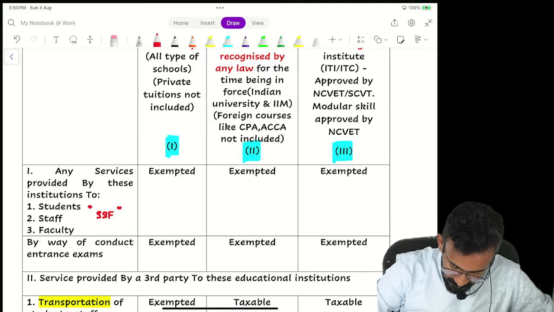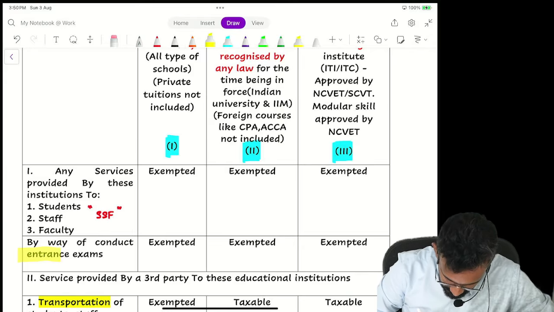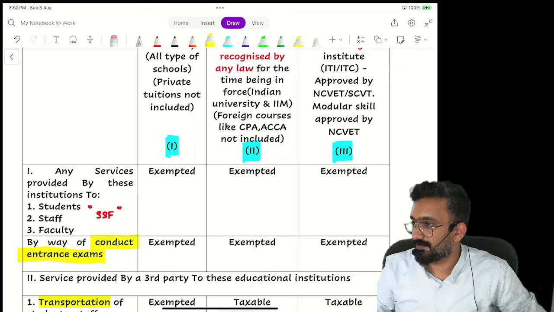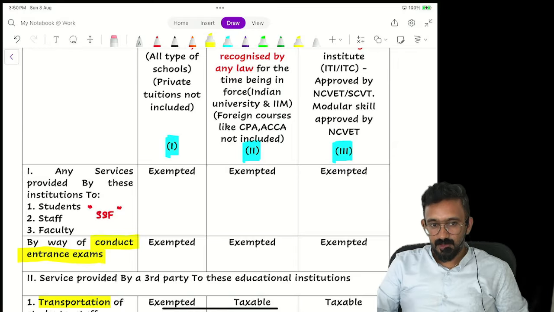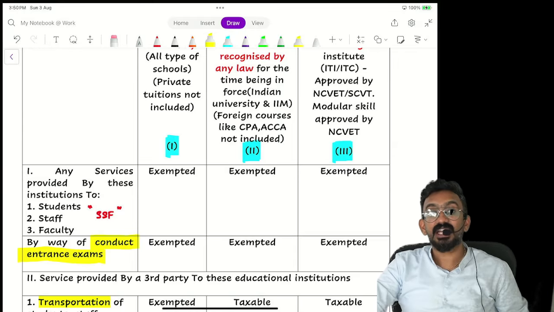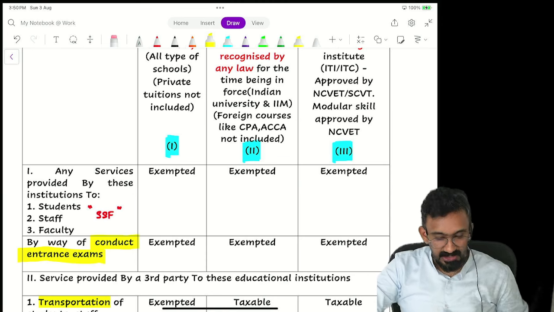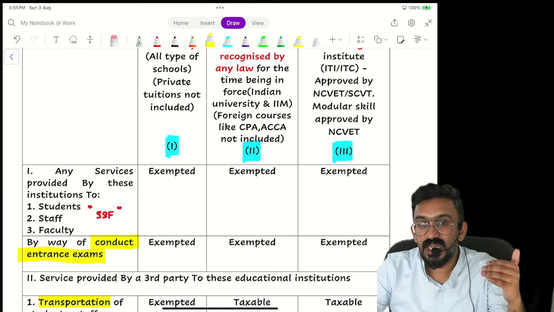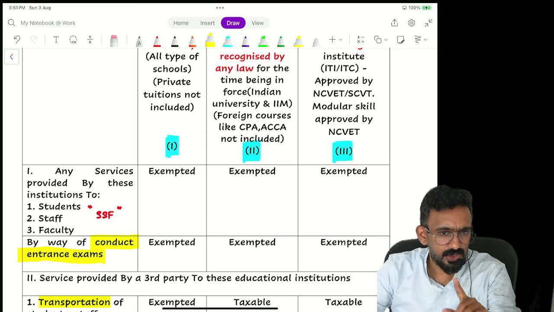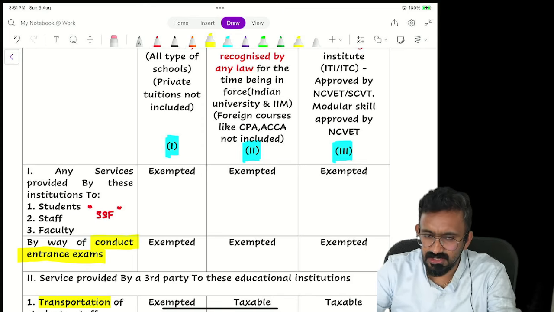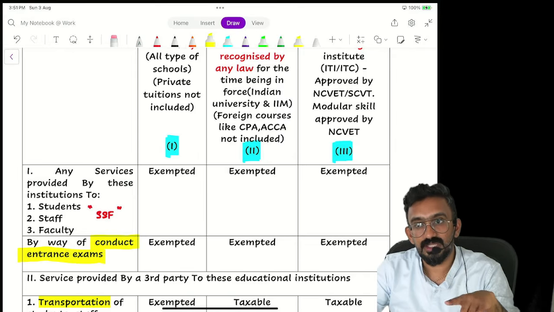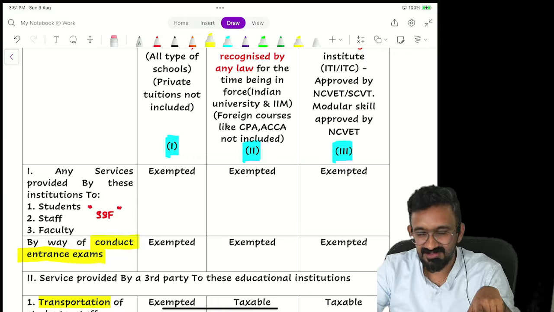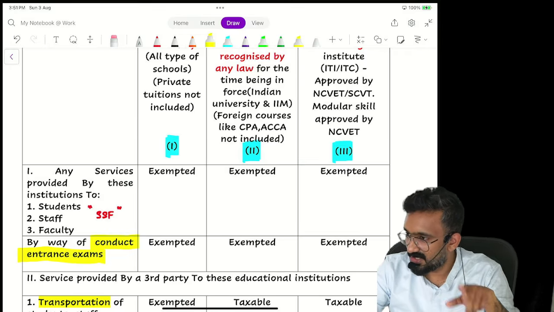What is it? Service by way of conduct of entrance exam. This is what kind of combination? Specified supplier, specified activity. So they told that the one who is conducting the entrance exam, say Don Bosco School, is it an educational institution as per GST? Which category? Don Bosco School, first category. They might have 1,000 people writing their entrance exam to fill 100 seats. Right? 1,000 people write the exam, 100 seats filling.